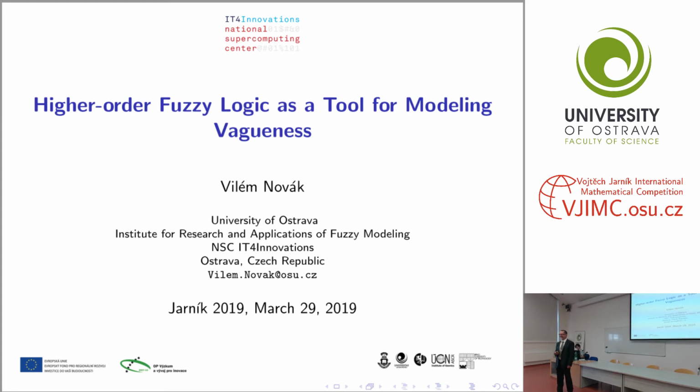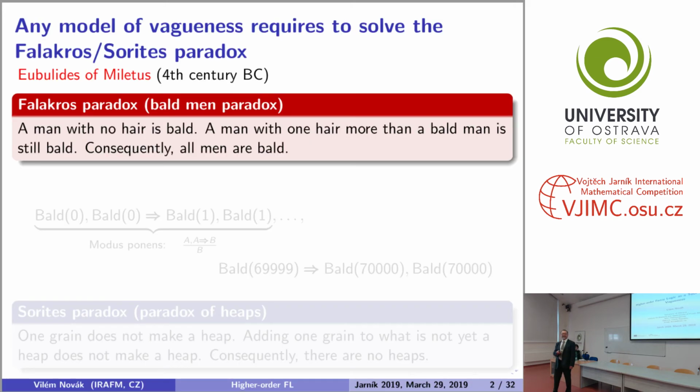Okay, so if you are not bald, it means that you have many hairs, something around 70,000 or 100,000 hairs. In any case, I can give you proof that you are bald. And this proof comes already from the old Greeks.